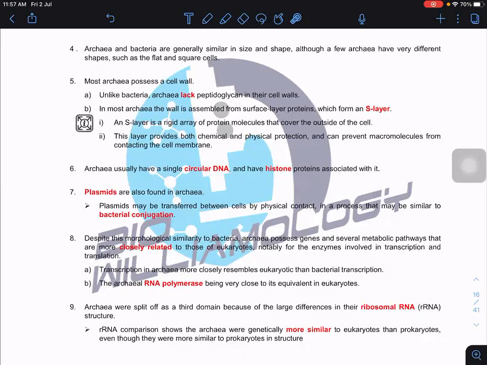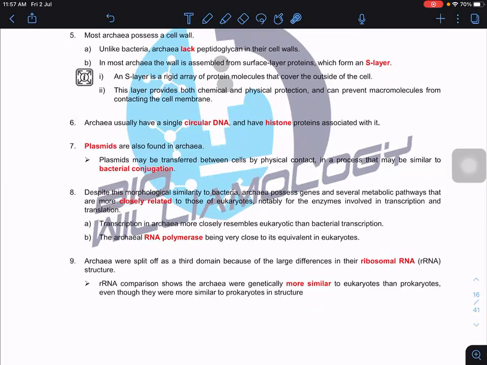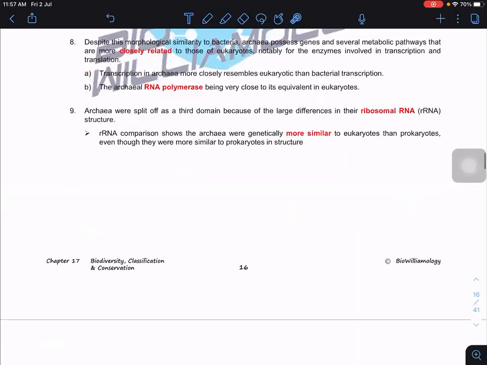So they do have circular DNA, but special here, highlight this point: circular DNA, but with histone protein. Can you see that? It means it is not naked DNA. Are you clear, guys? Not naked DNA. Because they are prokaryotic cells, they do have plasmids, and they can carry out bacterial conjugation. If you look at the morphology, the shape, Archaea are similar to bacteria. But if you look at the genes and the metabolic pathways, they are more closely related to eukaryotes. They are basically the intermediates.